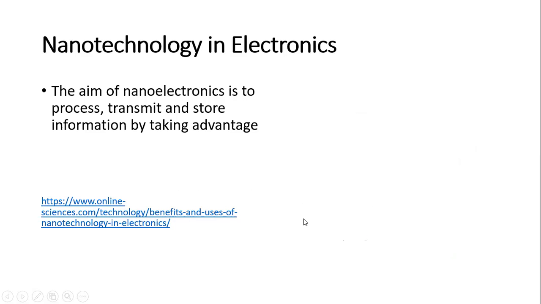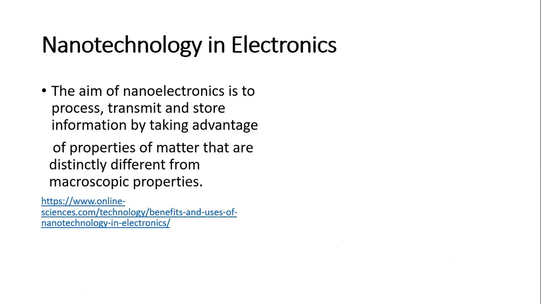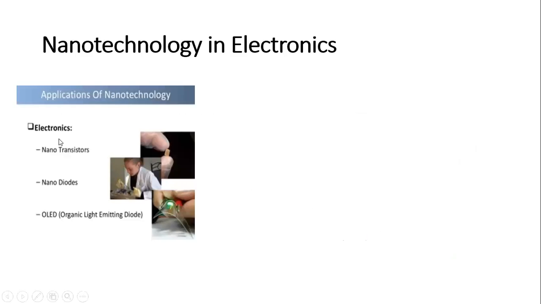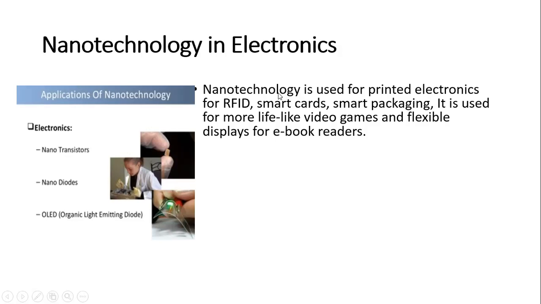The aim of nanoelectronics is to process, transmit, and store information, taking advantage of the properties of materials that are distinctly different from macroscopic properties. Right? Macroscopic property is what you can see, very large. Right? So we are looking for nano transistors, nano diodes, and organic light emitting diodes. Nanotechnology is used for printed electronics, for RFID smart cards, smart packaging. It is used for video games and flexible displays for ebook readers.